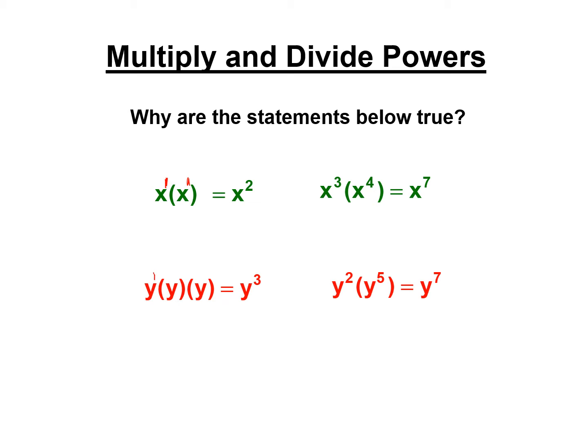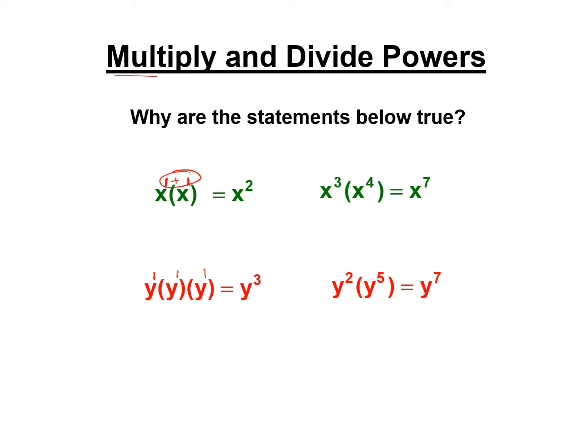For the y's here, I'm going to put the 1's in. We learned that y times y times y is y cubed. But y to the 1st times y to the 1st times y to the 1st is y to the 3rd power. And y squared times y to the 5th always will equal y to the 7th. So is there a pattern? Is there a shortcut? Yeah, there is. You can add the exponents.